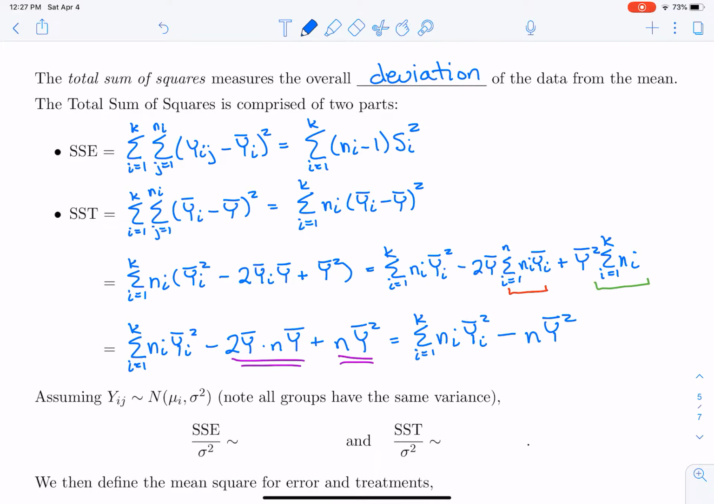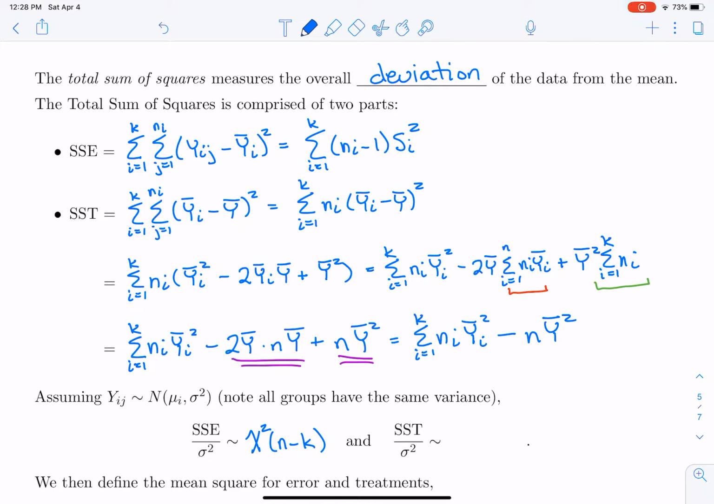Now, assuming that our y sub ij's are normal and have about the same variance, that's actually very, very important. So we need to have approximate normal distributions for our populations, and they have to have about the same variance. Okay, the sum of the squares of the error, which you can see is just a linear combination of the variances, right? That's going to have a chi-square distribution, and it's going to have degrees of freedom of n minus k.